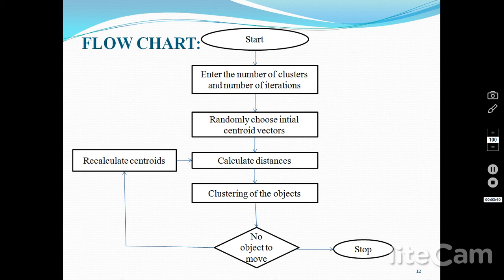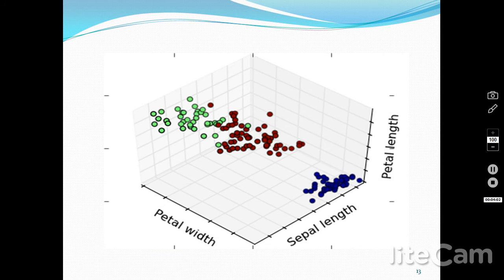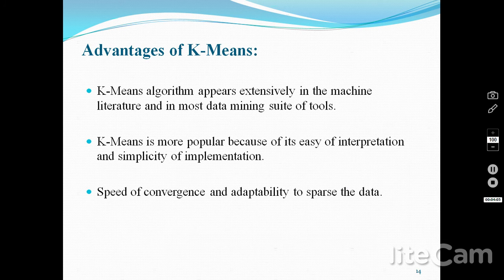Flowchart. First, we start the algorithm. We enter the number of clusters and iterations and randomly choose initial centroid vectors, then calculate the distances and cluster the objects. When there is no object to move, we stop; if there is an object to move, we recalculate the centroids and calculate distances, and this process is performed until the stopping criterion is reached. Here we can see the image for K-means clustering.